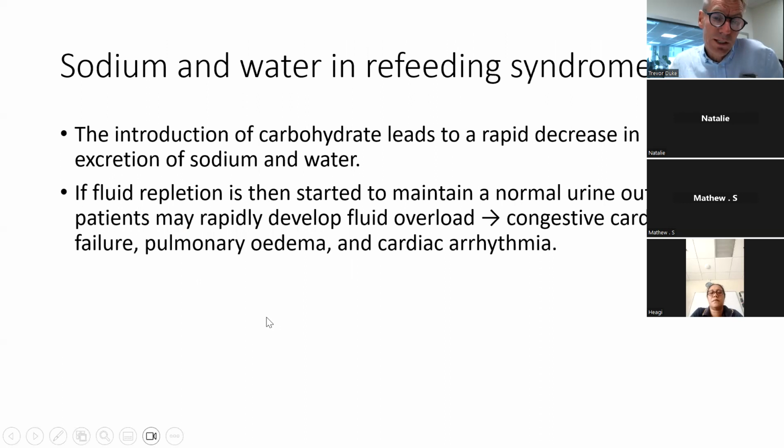And as I said, when you start refeeding a patient, you often get a rapid reduction in renal excretion of sodium and water, and that can lead to worsening of edema. So that's why it's very important not to give too much in the way of intravenous fluids to these patients, because they can rapidly develop fluid overload with congestive heart failure or pulmonary edema, or because of their electrolyte imbalances, get cardiac arrhythmias.